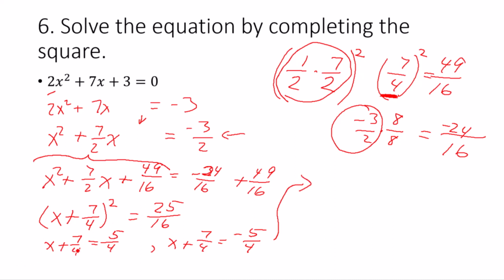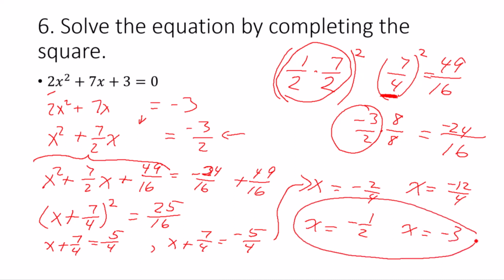I'm going to sneak up here for the next line. X plus 7/4, I have to subtract 7/4 from both sides, which will give me x equals negative 2/4. Better yet, x equals negative 1/2 is one of my solutions. On the second one, do the same thing, subtract 7/4. This time we get x equals negative 12/4, also known as x equals negative 3. We've got our two solutions.